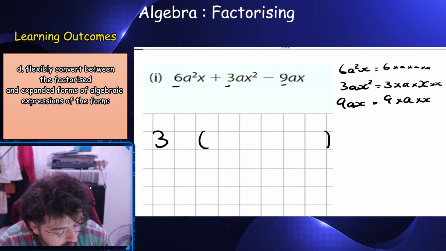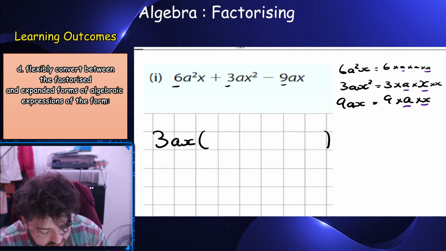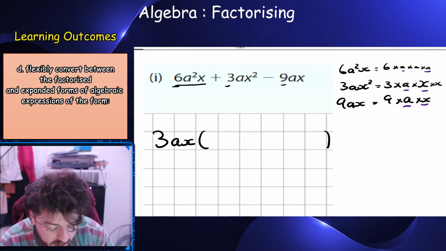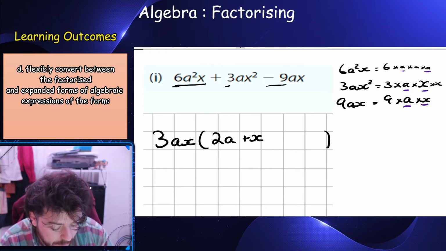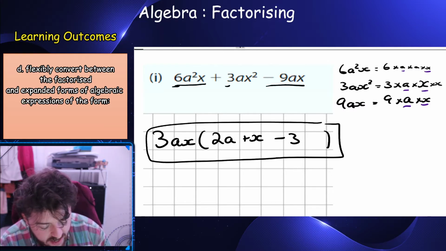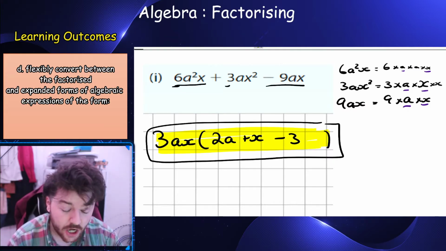So I look at my algebra. Well, they all have an a in common, and they all have one x in common. So I'm going to take out 3ax, and now I'm dividing each term by 3ax. So 6a squared x divided by 3ax is 2a. 3ax squared divided by 3ax is just going to be an x. And then finally, minus 9ax divided by 3ax is just going to be minus 3. And that is my solution there. Fully factorized. And again, if you want to check your answer, multiply it out.